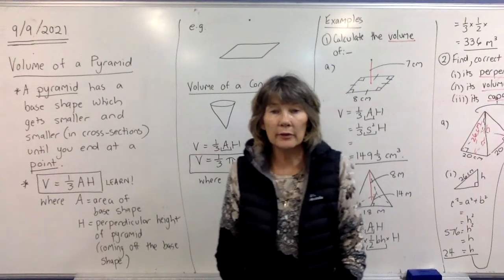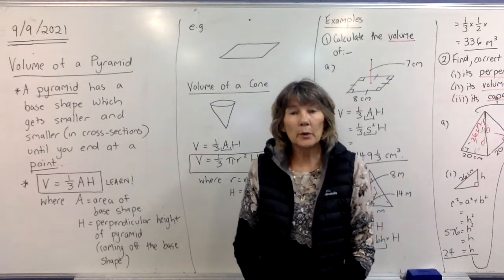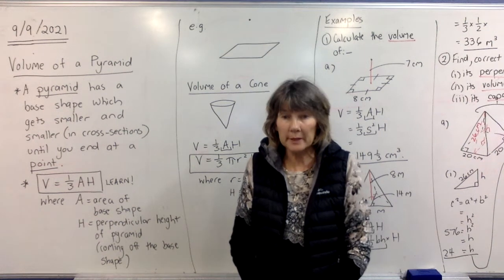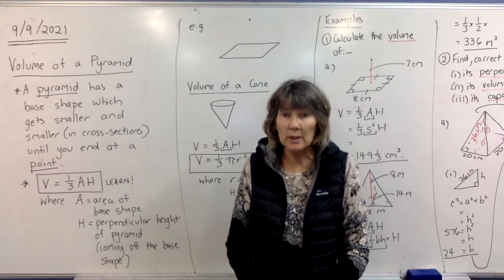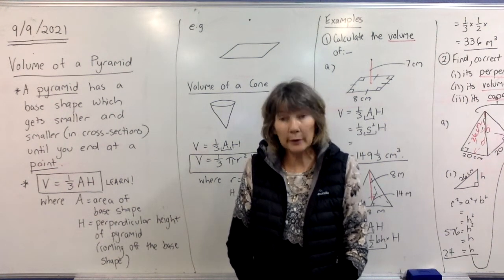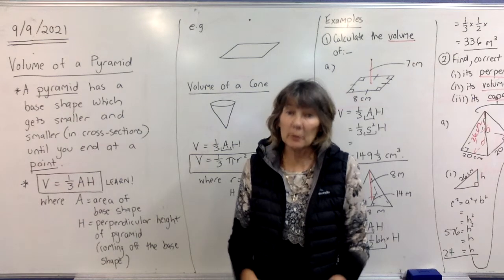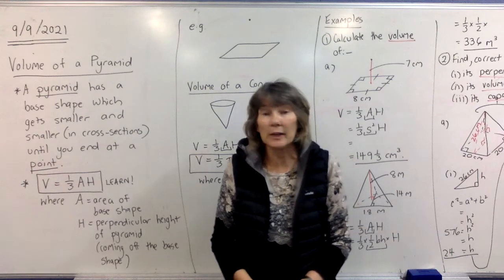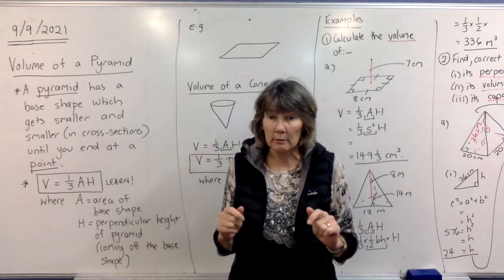So today we're doing the volume of a pyramid. We have already done the volume of a prism, and that is V equals AH. Now a pyramid is something that you've seen in Egypt or pictures of Egypt. They go to a point, all right?